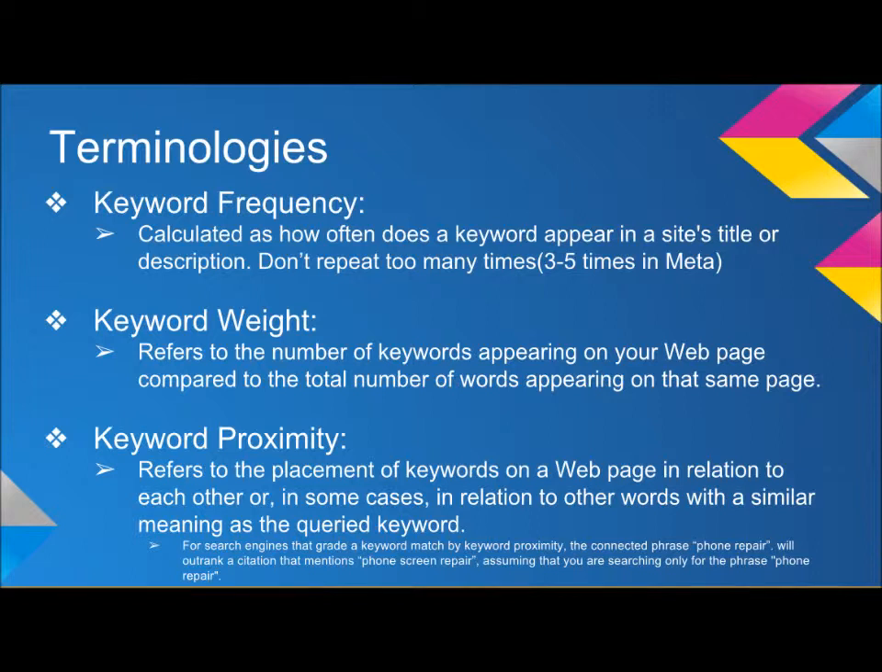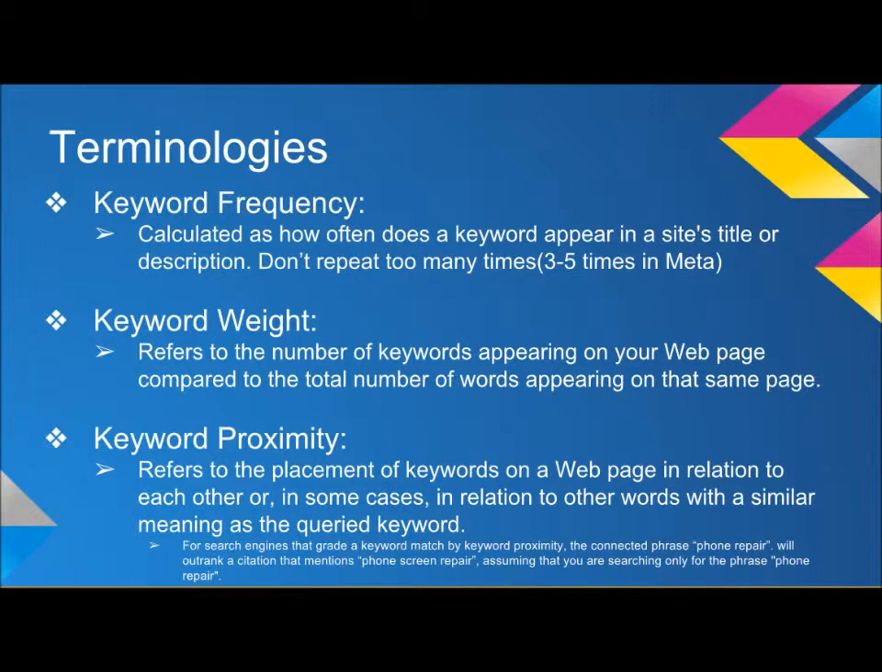Keyword weight refers to the number of keywords appearing on your web page compared to the total number of words appearing on the same page. So what you can do is write a small paragraph. If you write too much and there are fewer keywords, then the weight of the keyword decreases. So as far as possible, write less so that the overall weight of the keyword increases.